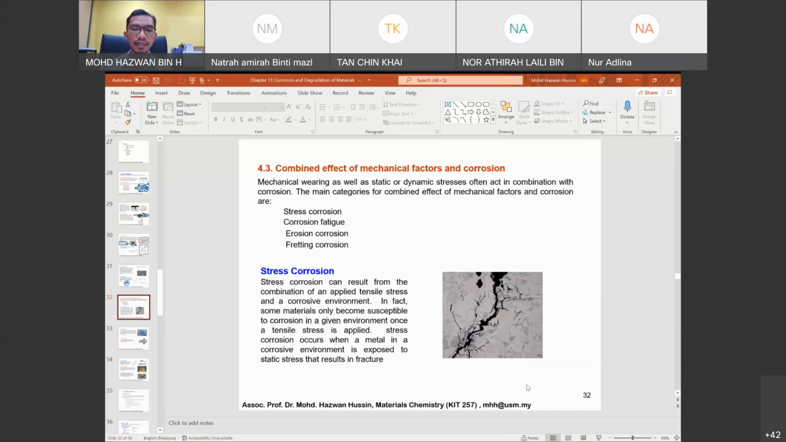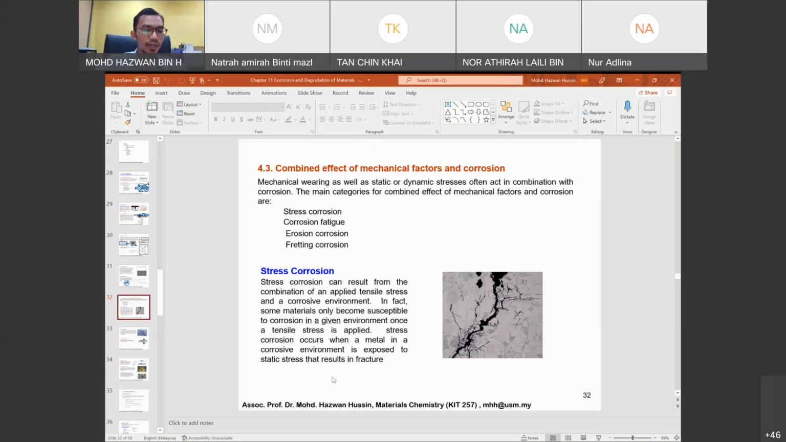The first one, stress corrosion, can result from the combination of applied tensile stress and a corrosive environment. In fact, some materials only become susceptible to corrosion in a given environment once a tensile stress is applied. Stress corrosion occurs when the metal in a corrosive environment is exposed to a static stress that results in fracture. So please remember that stress corrosion is always related with static stress that results in fracture.